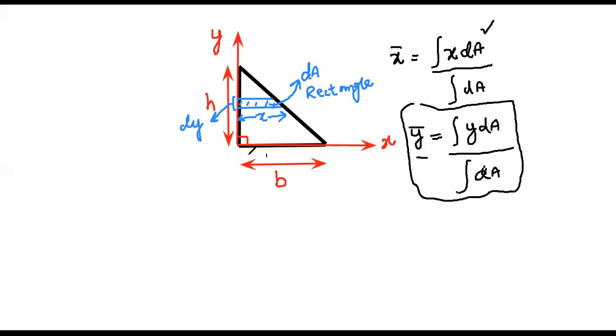Now, as far as the area of this rectangle is concerned, the area of the rectangle will be x into dy. This is very important also, that we can also start the procedure like this. This is one way of drawing the area element. Another way of drawing the area element is like some books have shown. By this way we can also obtain the centroid.